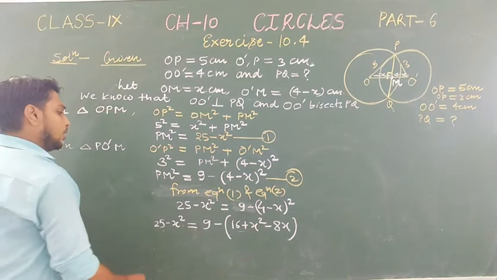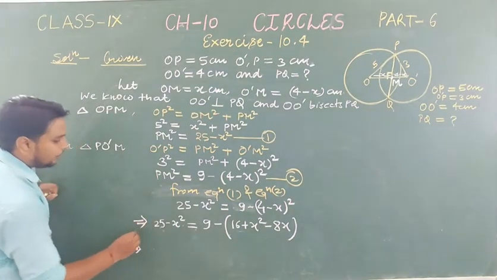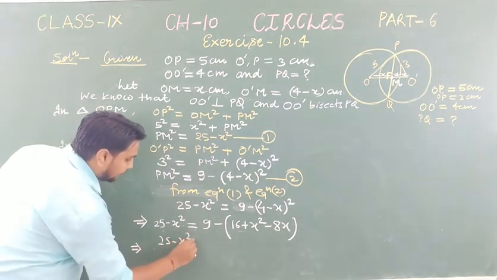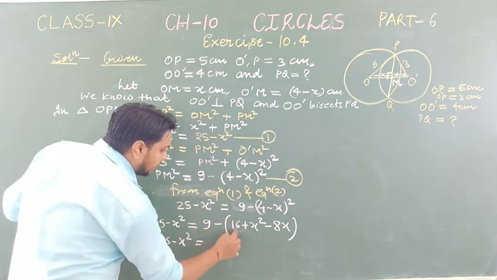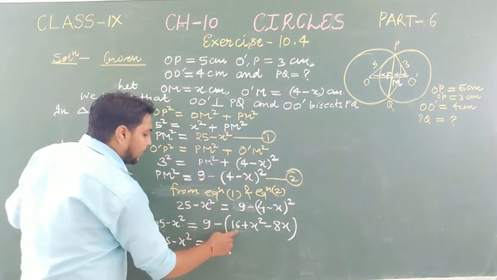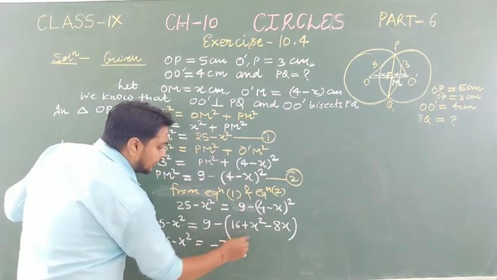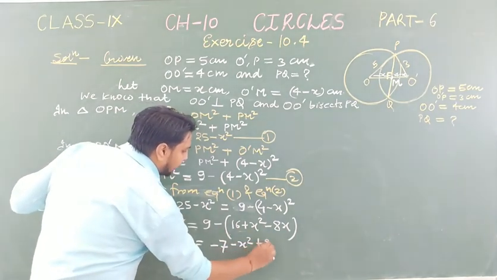Okay. Now students, just simplify it. What will we get after simplifying it? We will get 25 minus x square is equal to, just open the bracket, then you will get 9 minus 16. Okay, and 9 minus 16 will be what? Minus 7. Then minus x square and then plus 8x.